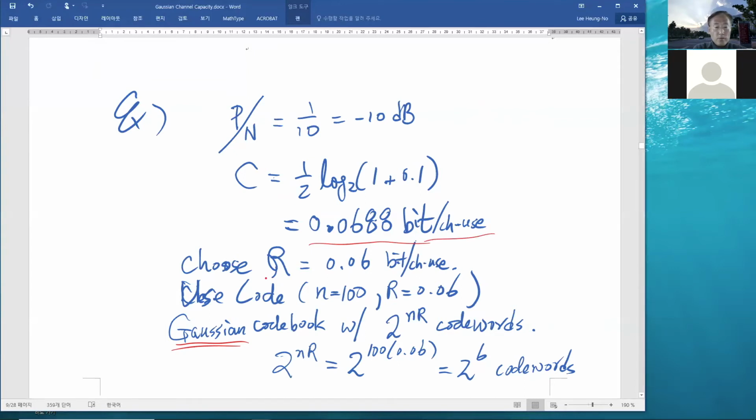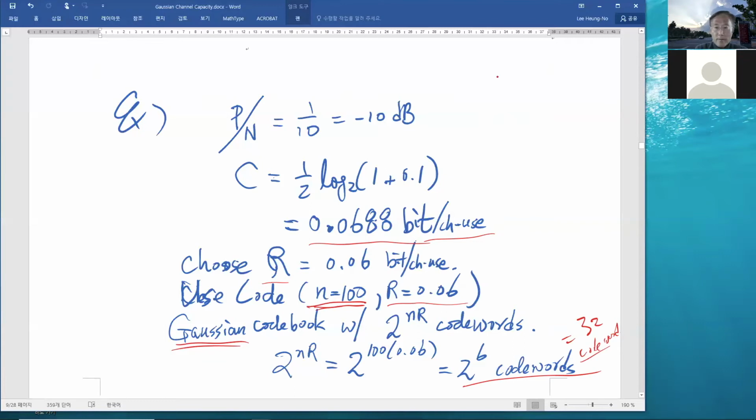And if we choose R to be 0.06 bit per channel use, and the code length is, let's say, 100, then you can design a Gaussian codebook with 2 to the power of NR code words. Here N is 100, rate is 0.06, so it is 2 to the power of 6 code words. So you have only 32 code words in this codebook, and the length of each code word is 100.